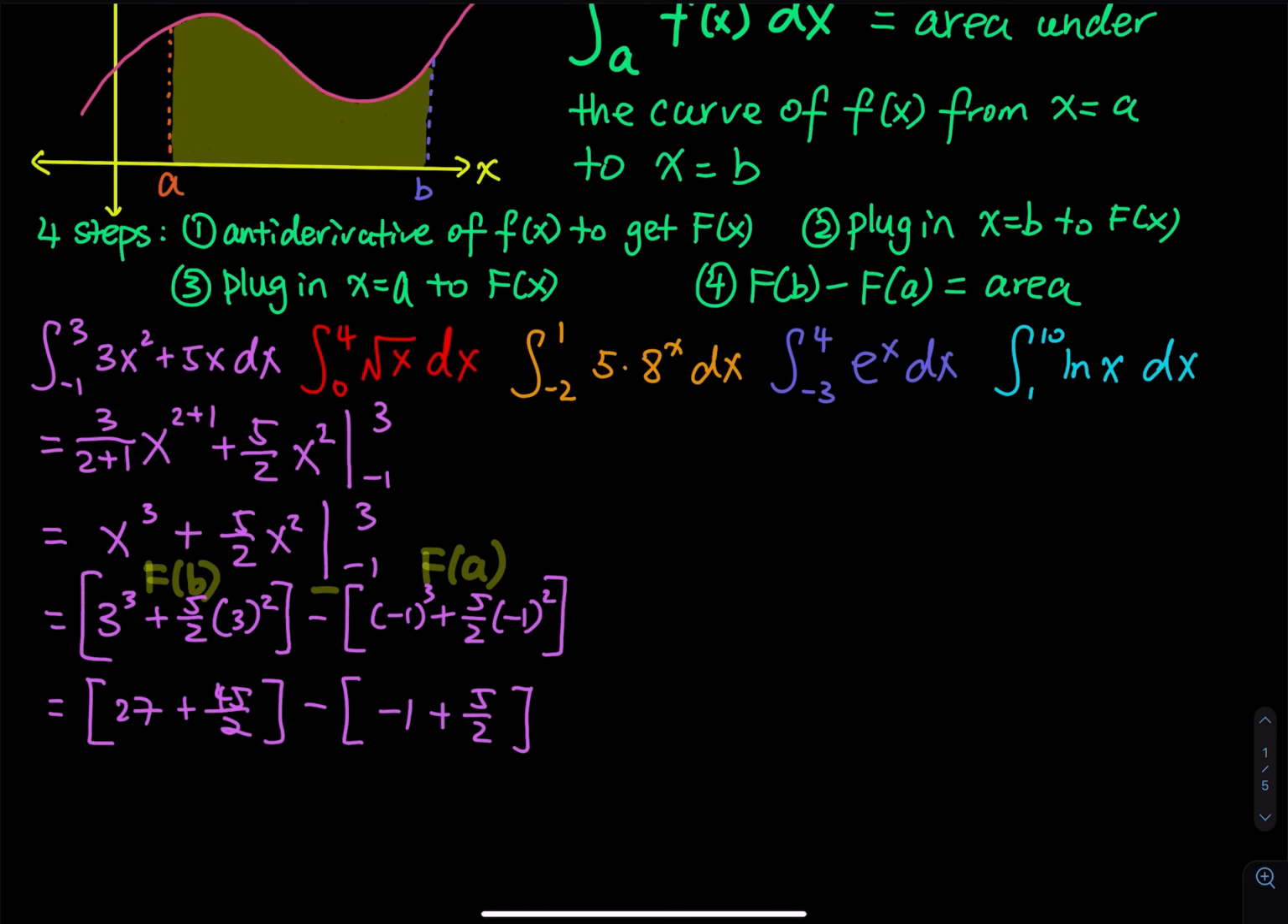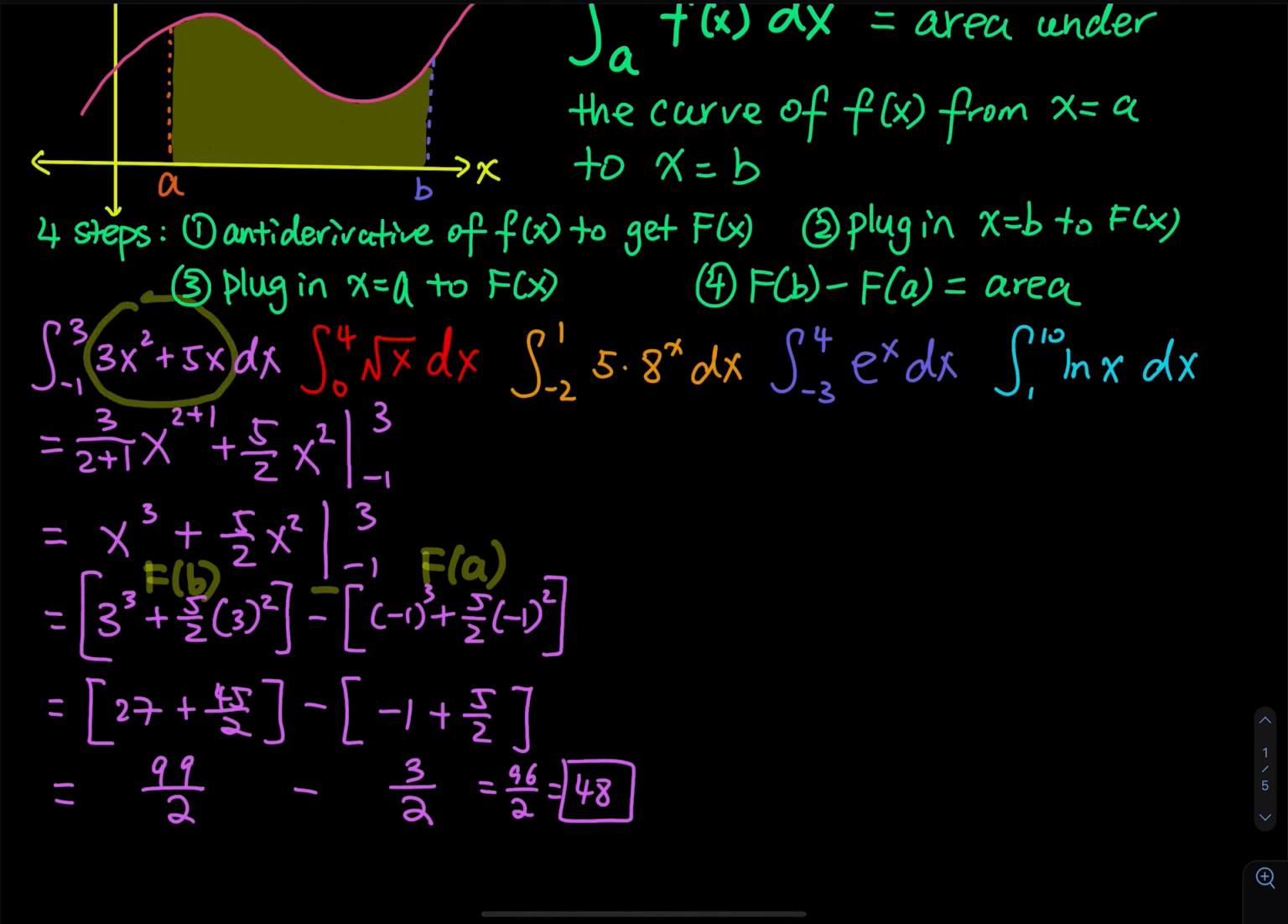Alright, and then this is equal to, I want you to work this all the way out because I want to explain one more thing. So we have 99 divided by 2, and then this is a minus 3 over 2, right? So the answer is equal to 96 over 2. The area is equal to 48. Okay, so what does 48 represent? The 48 is the area under the curve of this function where x goes from -1 to 3.